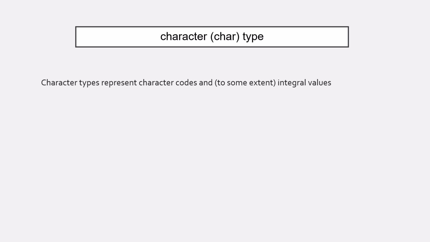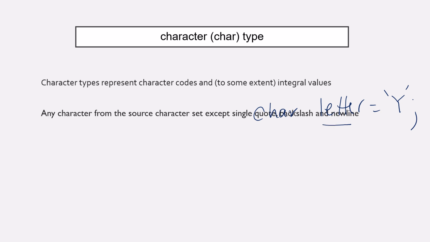Characters are single characters. They use char. Use single quotation marks for the literal value of a character. So this is a character Y. The name identifier is letter.